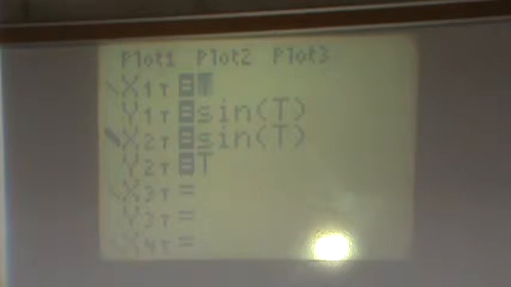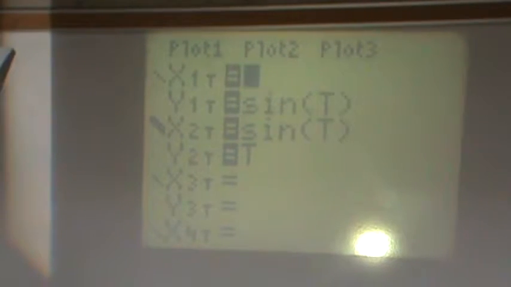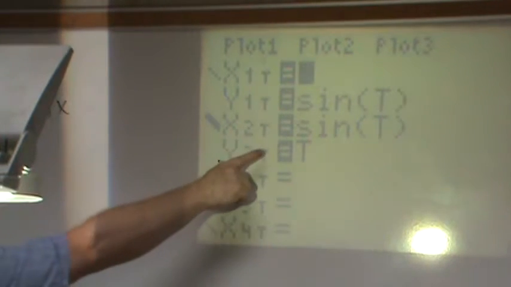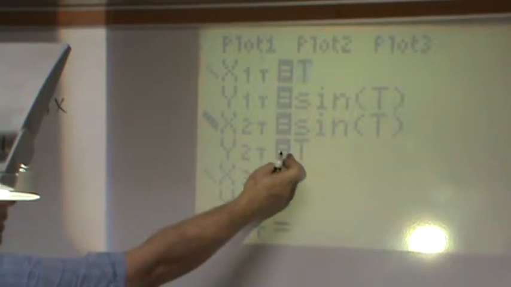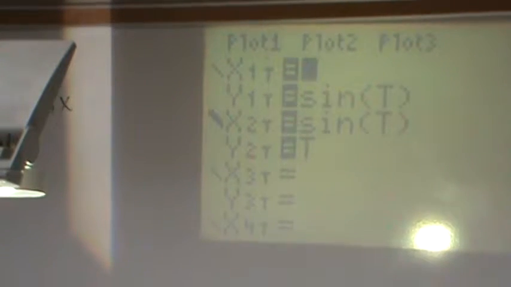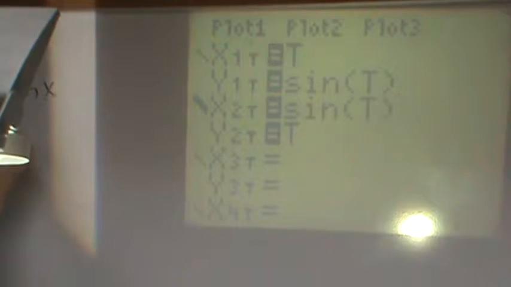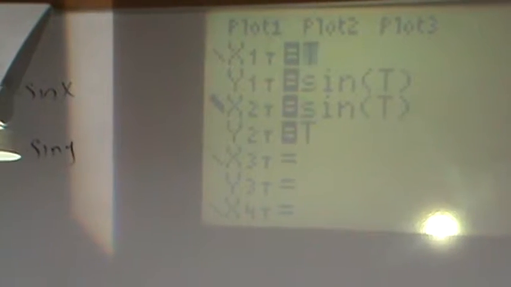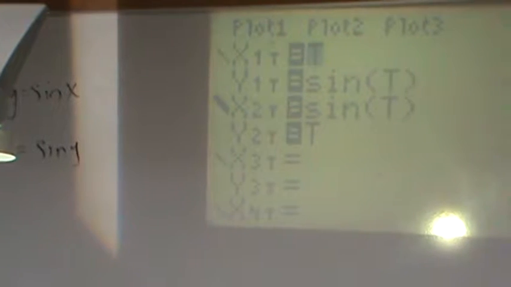I've got parametric equations, and this parametric equation is x equals t, y equals sine of t, which, since x is equal to t, the first parametric equation is y equals the sine of x. The second parametric equation says y is t and x is equal to the sine of t, so the next one is x equals the sine of y. Do you see that they're inverses of each other because I switched the x and the y?